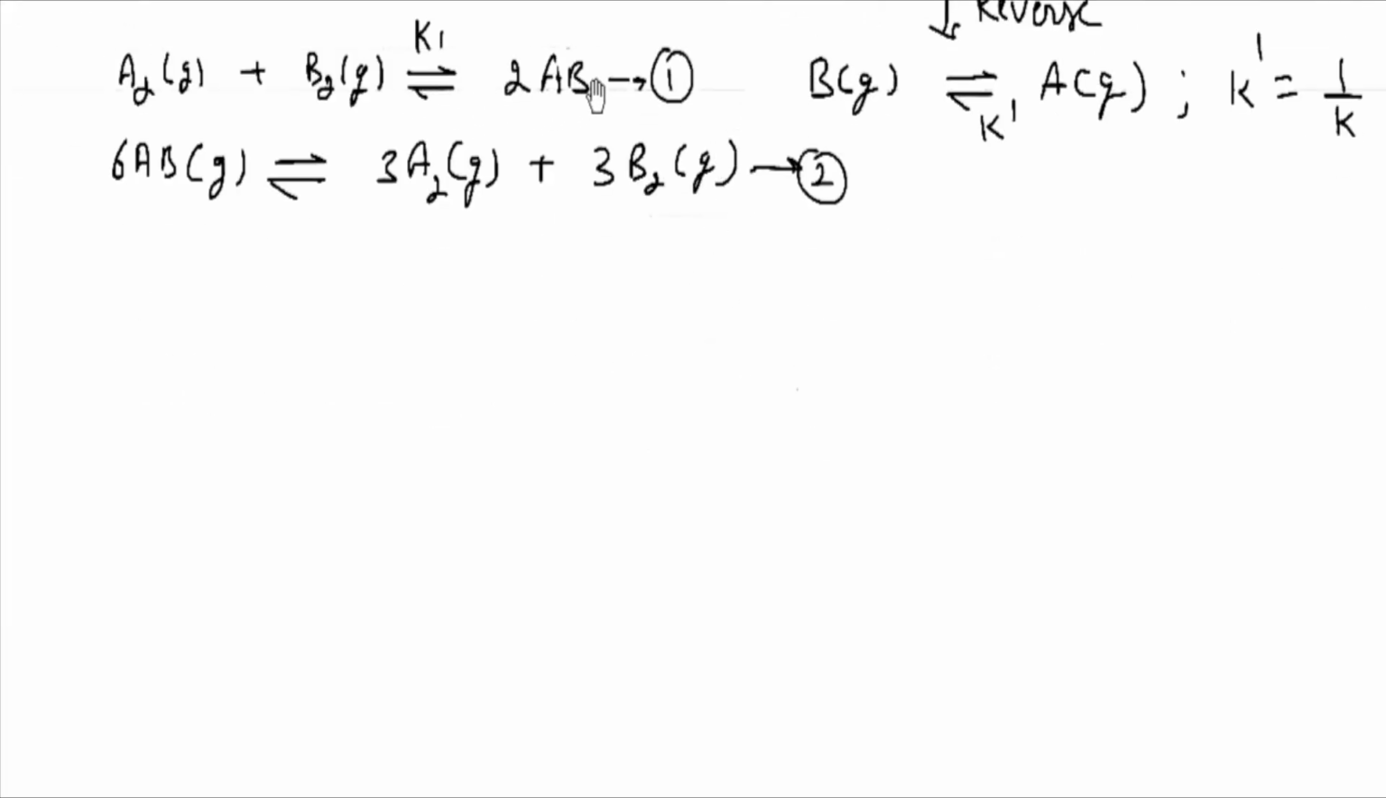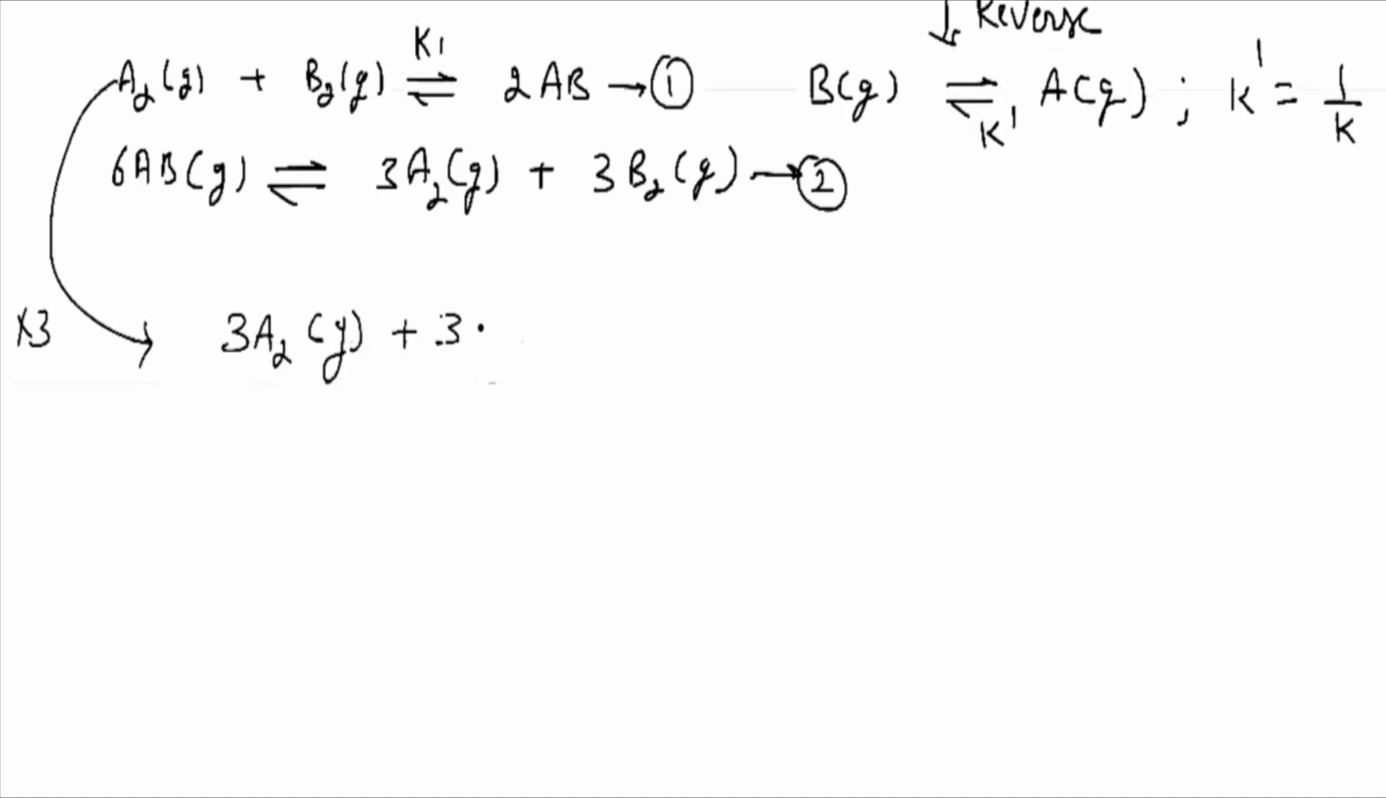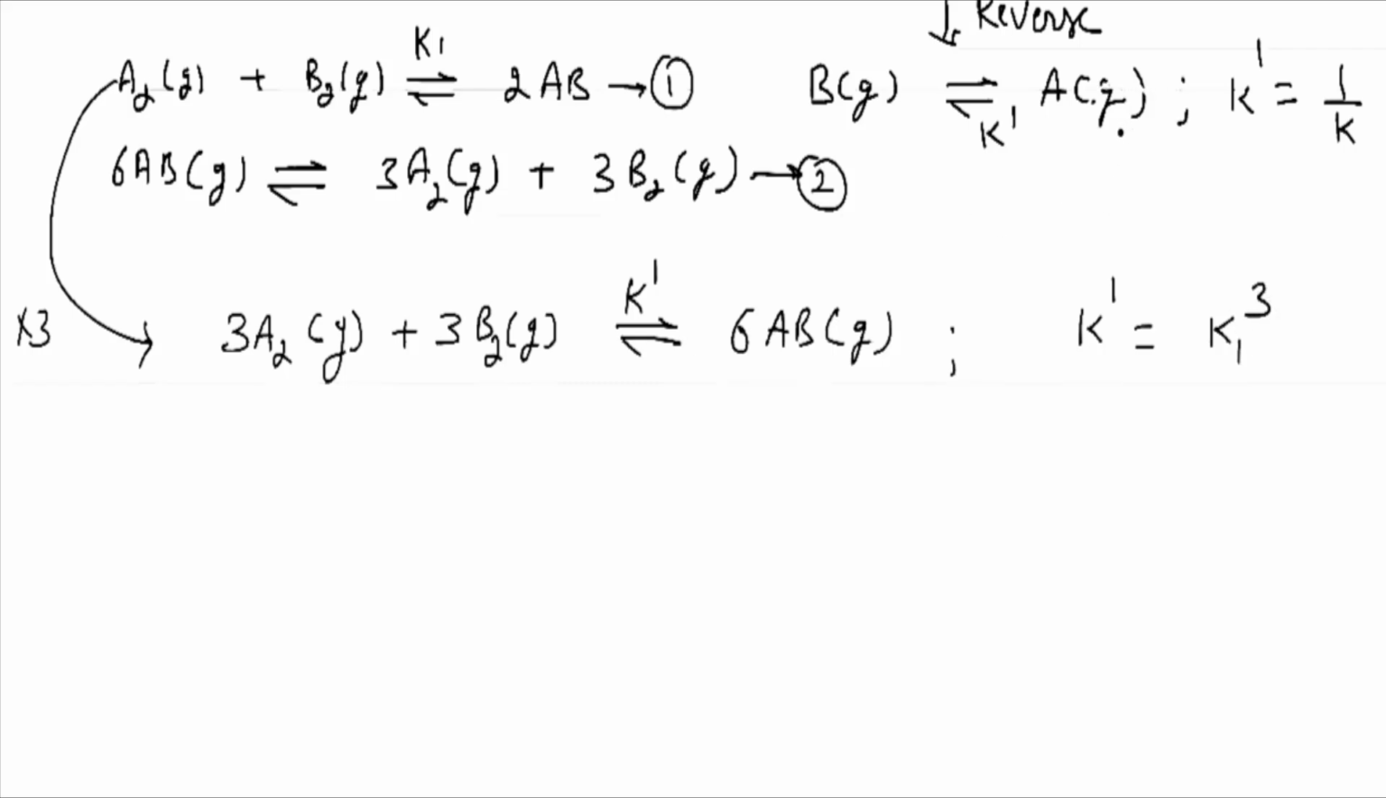If I multiply equation 1 by the number 3, the new equation becomes 3A2 gas plus 3B2 gas, in equilibrium with 6AB gas. For this, the new equilibrium constant becomes K dash, and we know that K dash is equal to K1 to the power 3. So we have to use this property of the equilibrium constant.